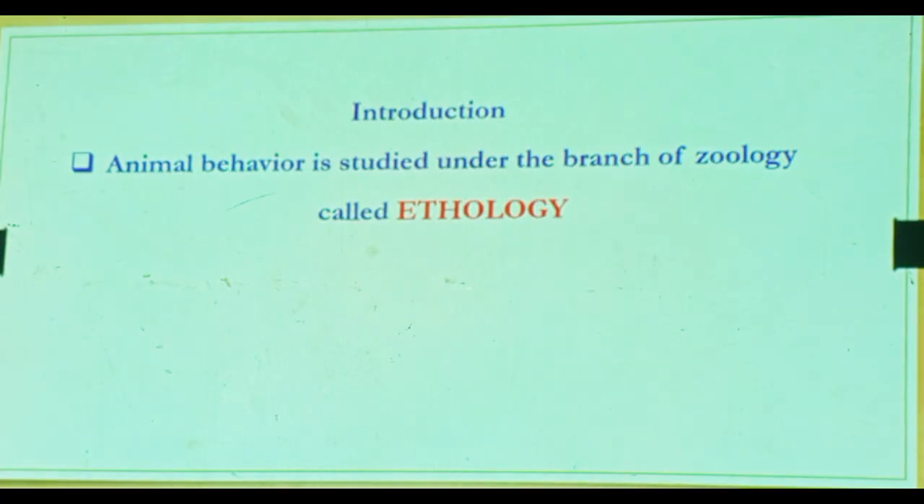Of course, it's a very complicated and cumbersome field. Studying animal behavior in their natural setting is very difficult and it requires huge investment. It's a very expensive science, of course. Therefore, it's fieldwork. Most of the study is fieldwork. Therefore, animal behavior is studied under the branch of zoology known as ethology, the science that studies everything regarding animal behavior.